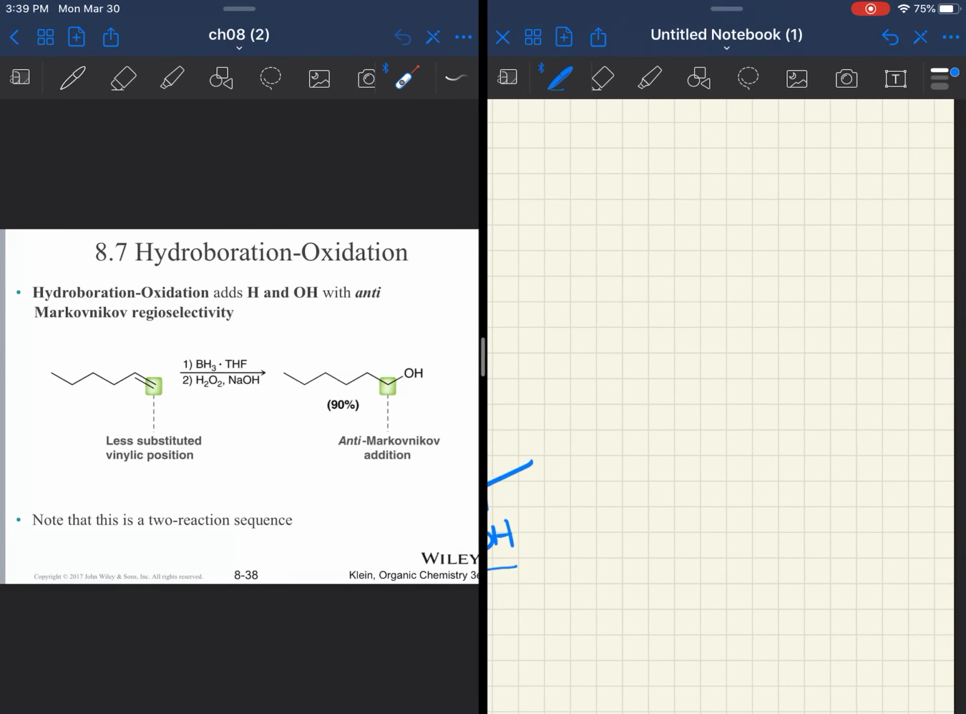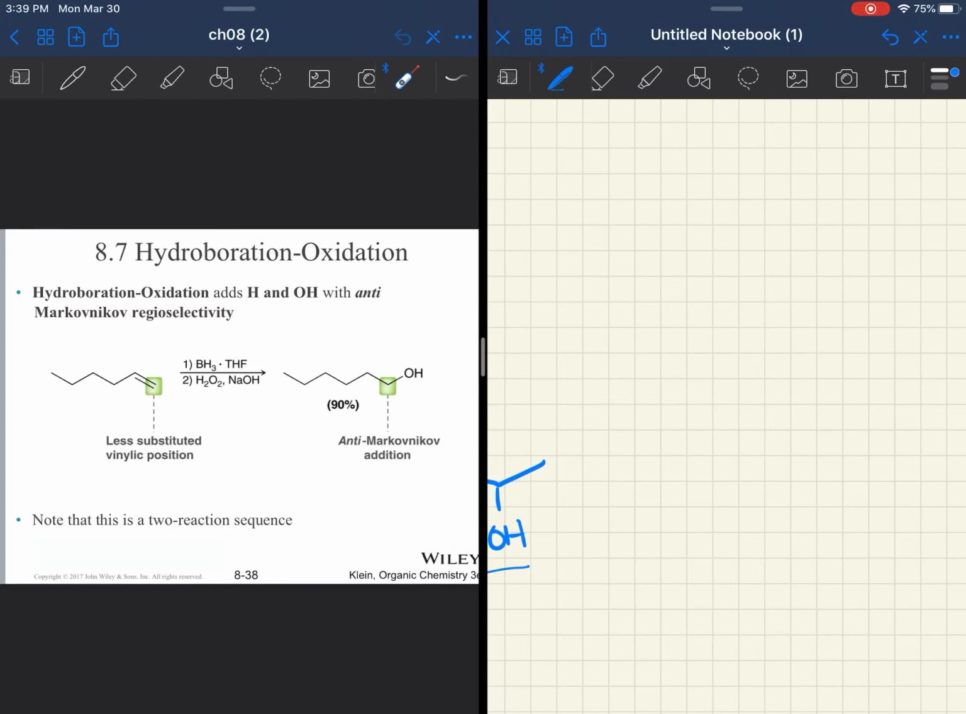So from here, we're going to jump into this last reaction we're talking about today, hydroboration oxidation. So if we want to add our OH to the less substituted side, anti-Markovnikov, we are going to use a different two-step reaction. We're going to use a boron reagent. Now, what's most important to recognize here is it's boron.